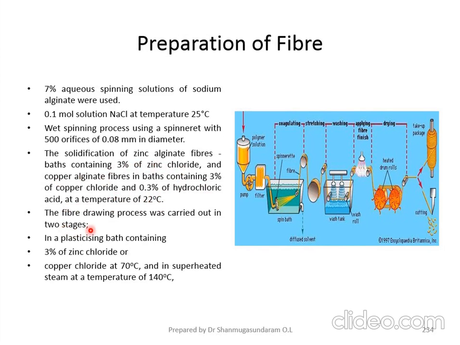After the fiber production, the fiber has to be stretched, which you can call the drawing process, in a plasticizing bath containing 3% zinc chloride, or you can keep copper chloride, at 70 degrees Celsius. Then you can produce either zinc alginate fiber or copper alginate fiber. Similarly, calcium alginate polymer, calcium alginate fiber.